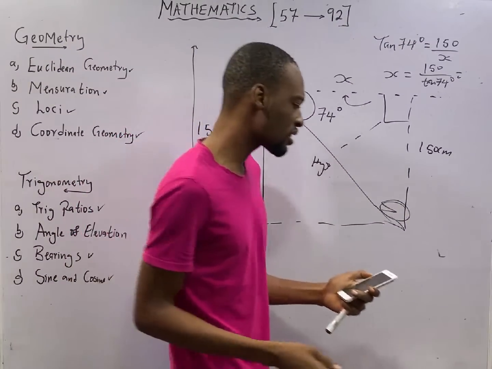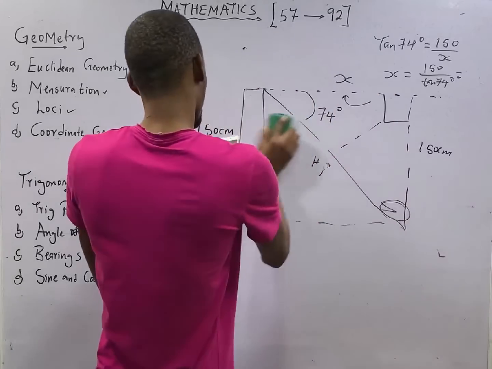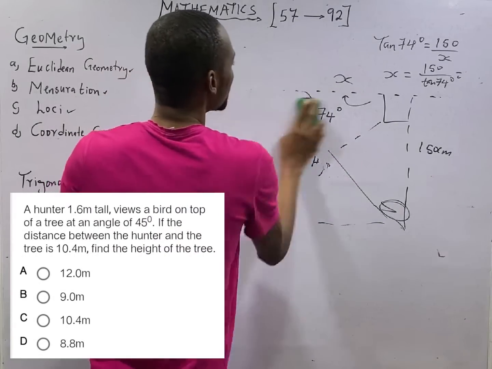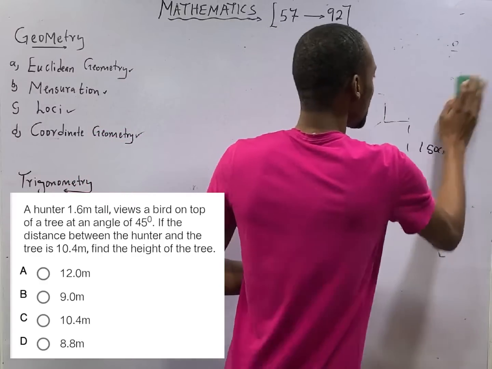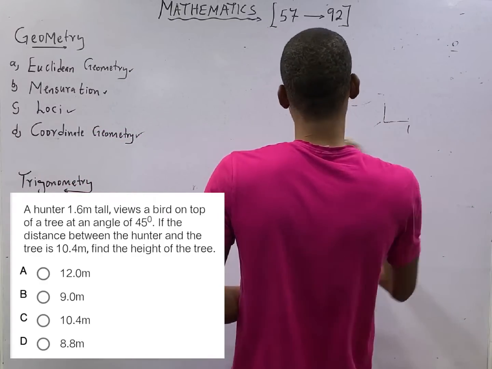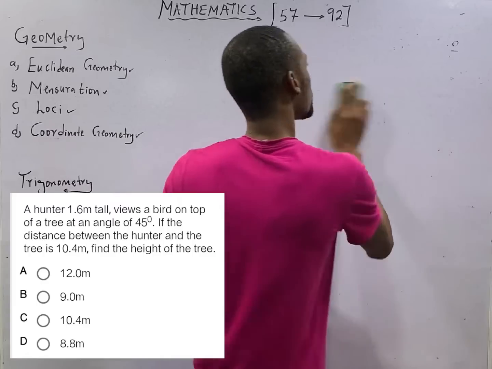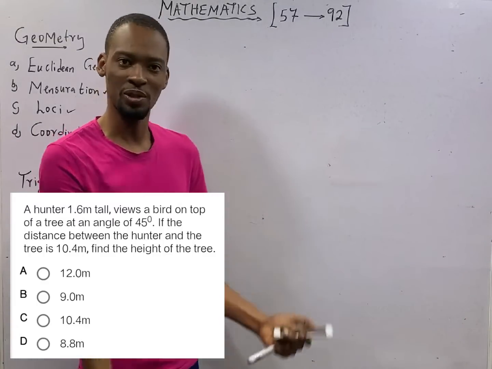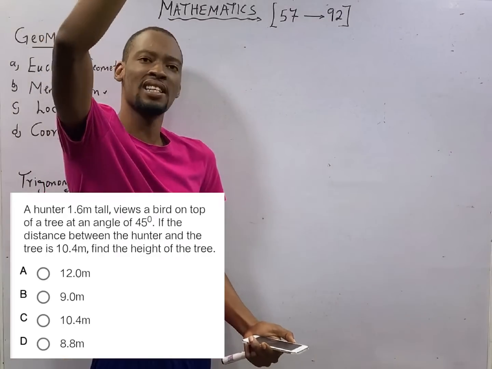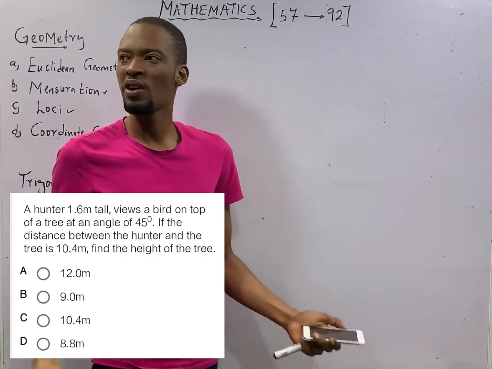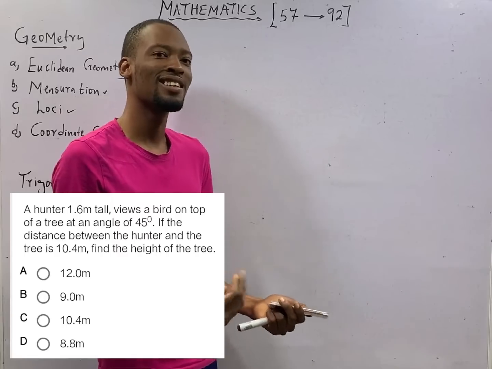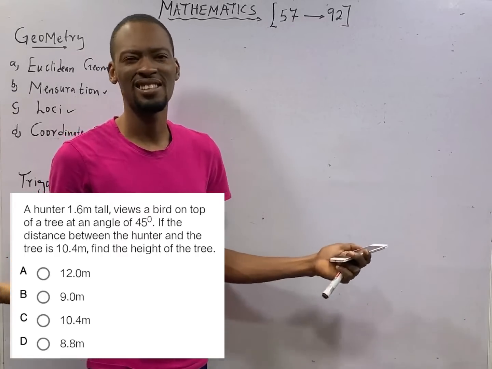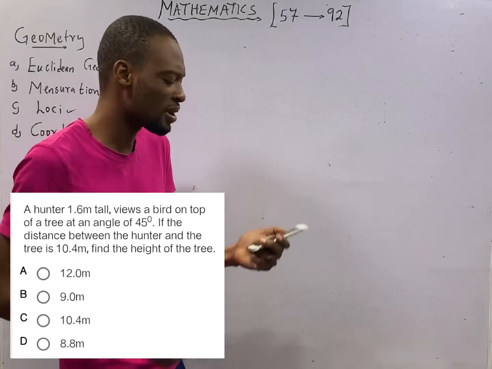And the next question says, a hunter 1.6 meter tall. Let me give you one trick. Anytime they mention a building or a tower or on top of a tree, just know that they are trying to tell you angle of depression, because you need to be at a height for you to look down. Now when they say a person, know that the person has to look up. But do we really care about that? We don't care about that.